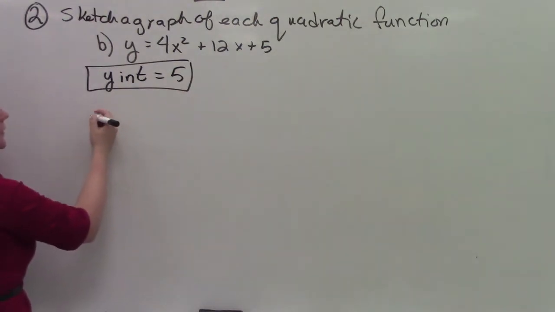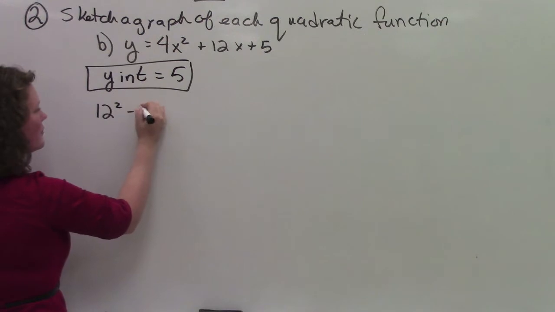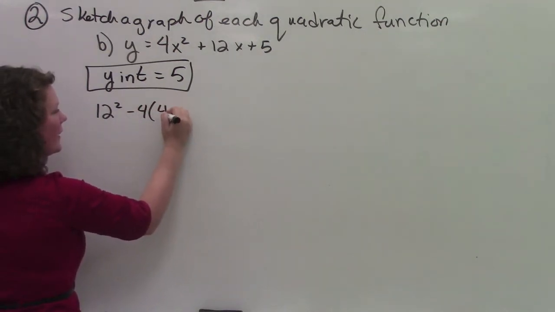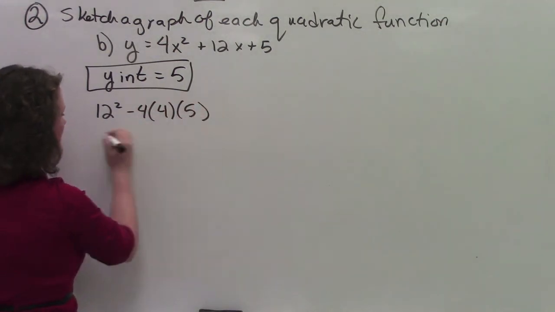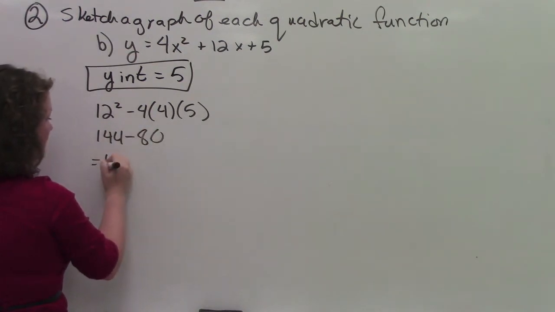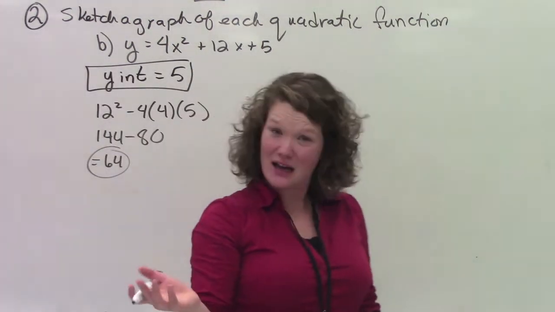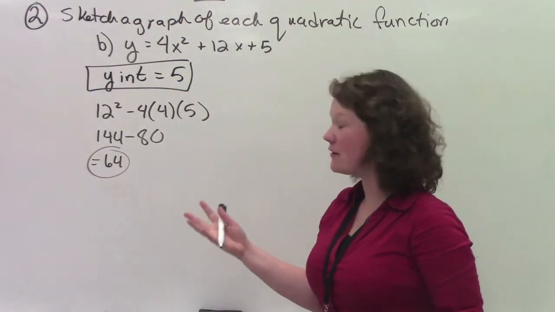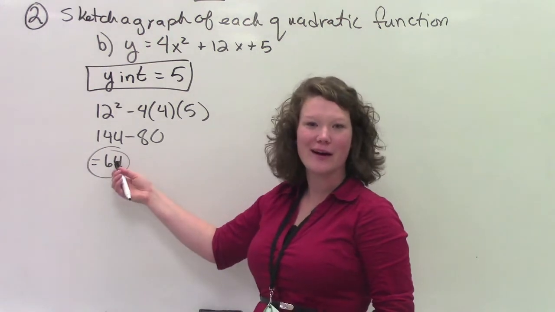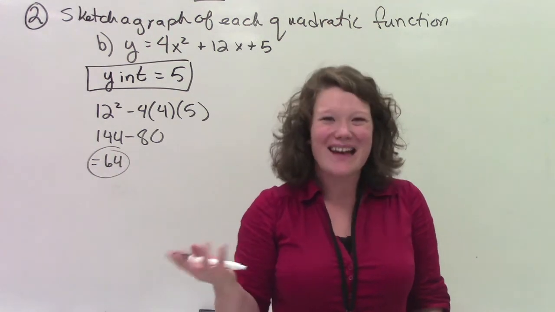Next, what we want to do is check the discriminant. 12 squared minus 4 times a, which is 4, times c, which is 5, which is 144 minus 80, which is just 64. Now, 64 is a great number to get because it's greater than 0 and it's a perfect square. So that tells us that we have two real roots at nice numbers.